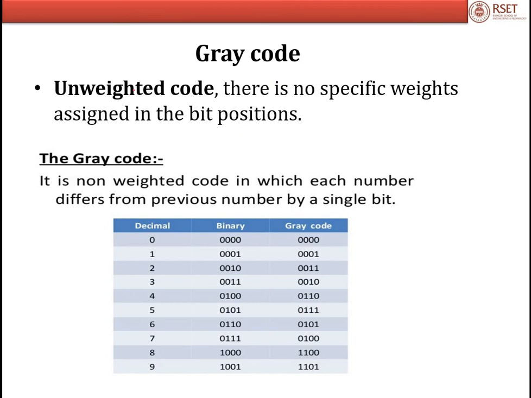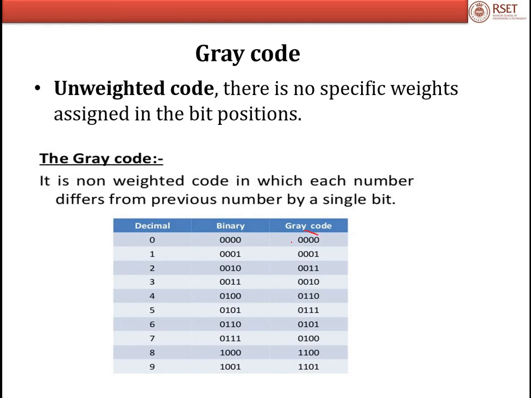Next is gray code. This is another unweighted code, that is, there is no specific weights assigned in the bit positions. Again you can see the gray code table. Decimal digit 0 to 9 is written. You can see the corresponding gray code.